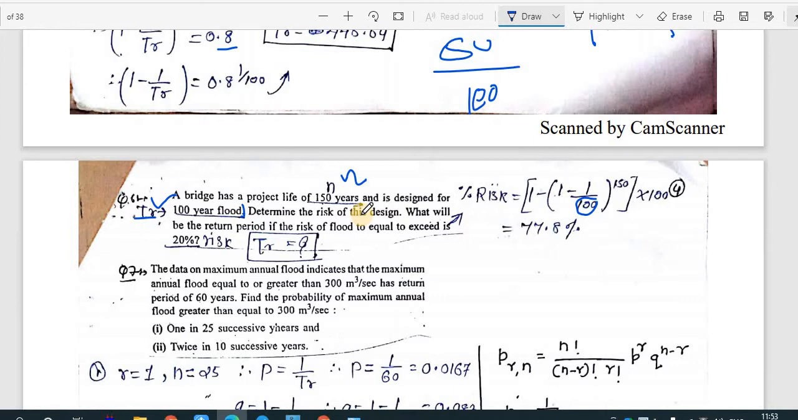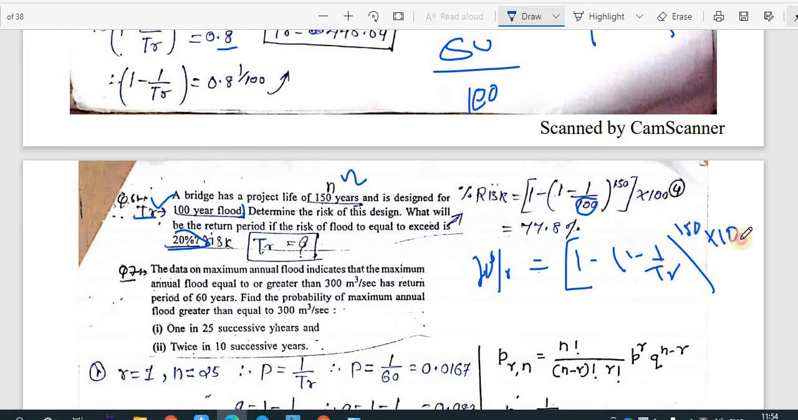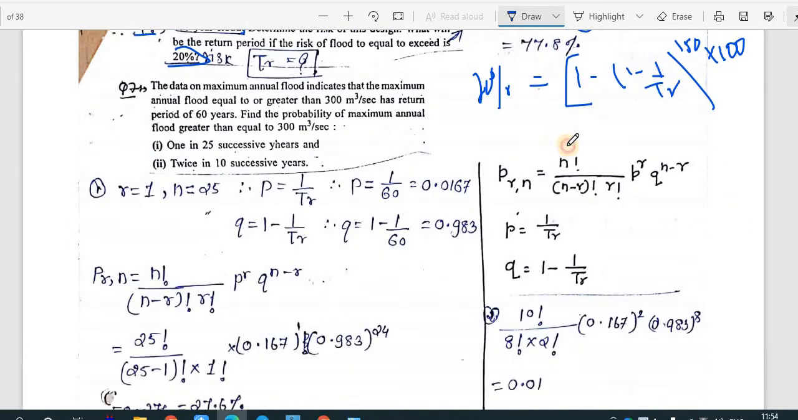And the next part is saying to determine what will be the return period if the risk of the flood is equal to 20%. Again, we need to use this formula only. Here we need to take the risk percentage as 20, and this will be 1 minus 1 by TR to the power n, where n value is 150, into 100. So after using this, you can calculate the value of TR in the same way which you have done in the previous question.